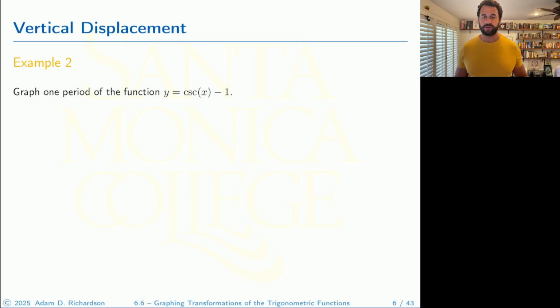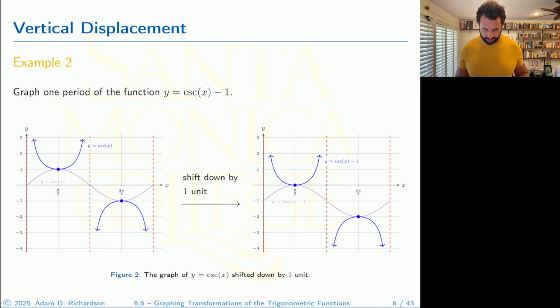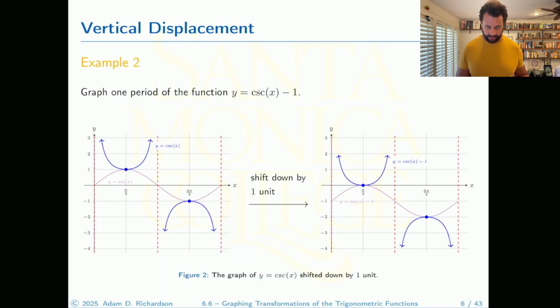Cosecant is the reciprocal of sine. So we want to graph the sine function. And what we're going to do is graph the sine function and then shift it downward by one. And then we're going to use that important property of limits to get the cosecant function. So here we go. Let me zoom in actually so I can show you this. Let me go to the zoomable slides.